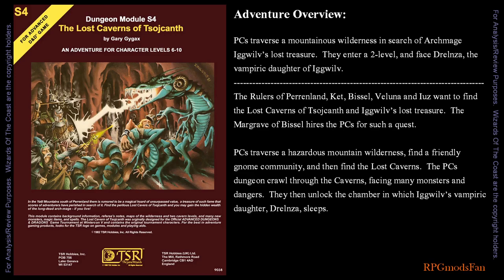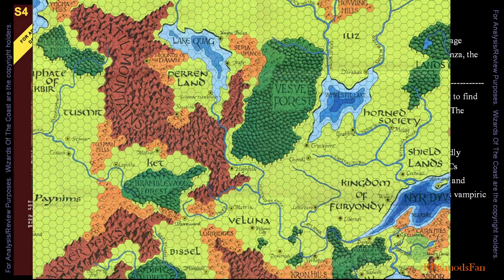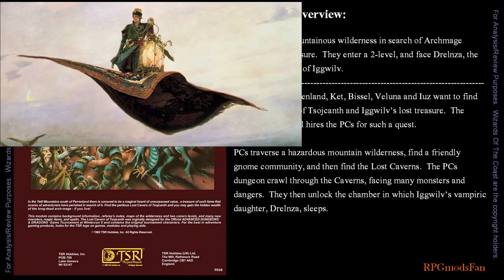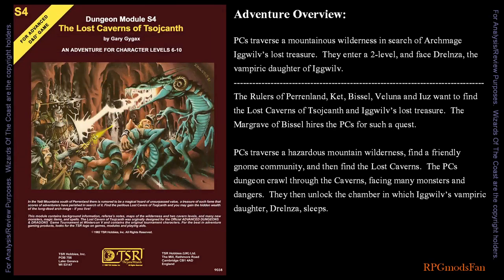I would summarize the adventure as follows. The current rulers of Perrinland, Ket, Bysel, Veluna and Ayuz want to find the lost caverns of Tsojcanth and Iggwilv's lost treasure. They especially all want Dyud's wondrous lanthorn. The Margrave of Bysel hires the adventurers for such a quest. The adventurers traverse a mountainous region that is filled with natural hazards and monsters. They stumble upon a friendly gnomish settlement, and then find the lost caverns.